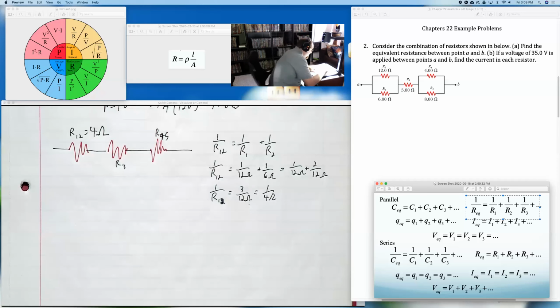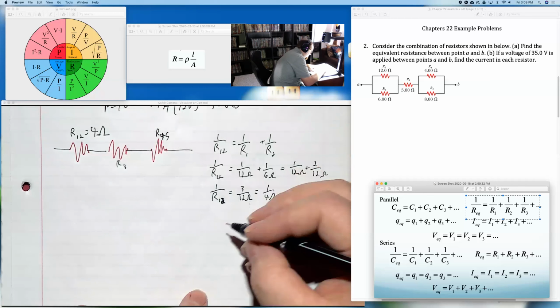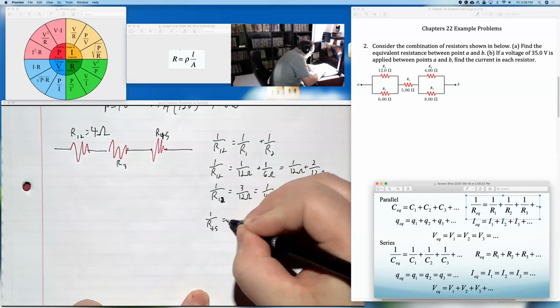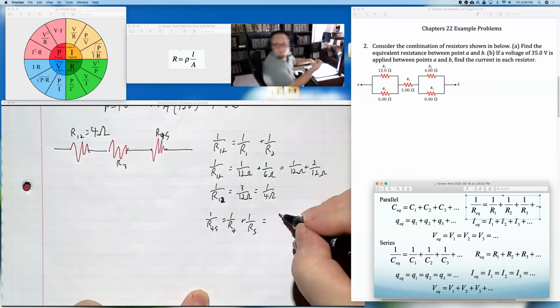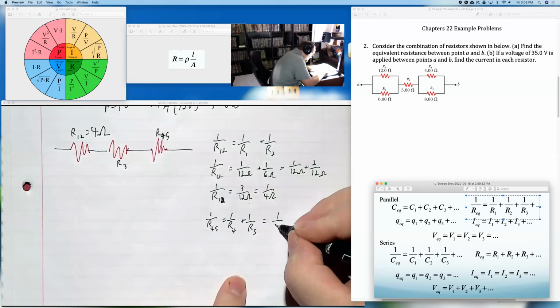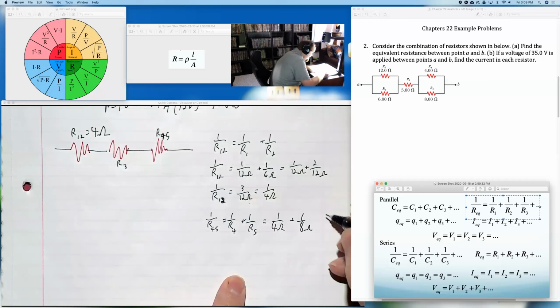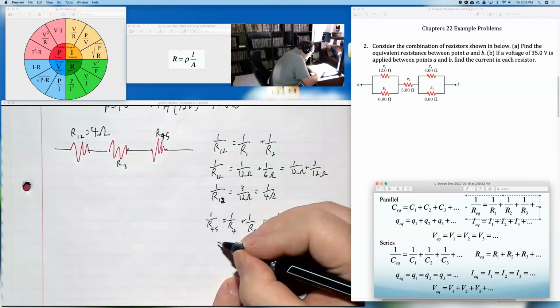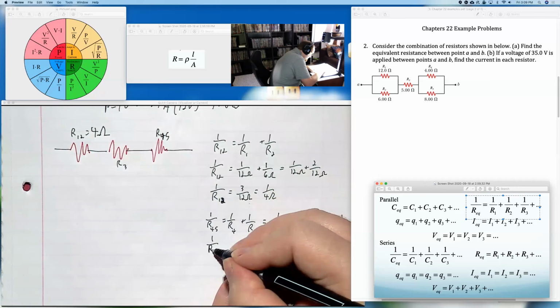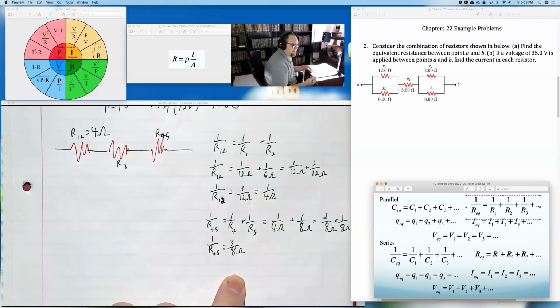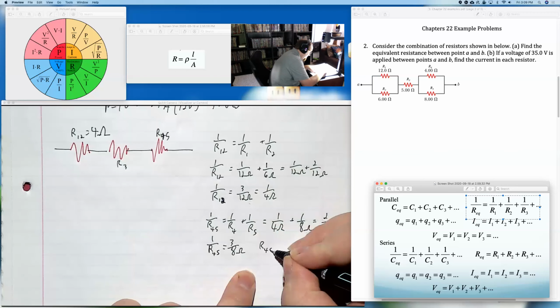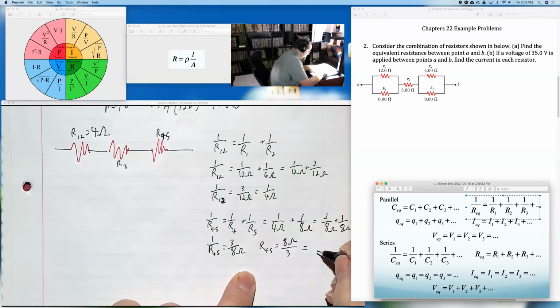Now as for resistor 4,5, 1 over R45 is 1 over R4 plus 1 over R5, which means it's 1 over 4 plus 1 over 8. I'll use the same logic: 2 over 8 plus 1 over 8, which means 1 over R45 is 3 over 8 ohms. And then I can invert that. That means R45 is 8 over 3 ohms, which is 2.6 repeating.